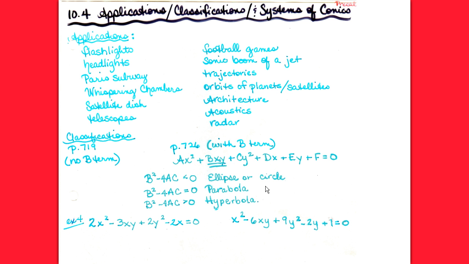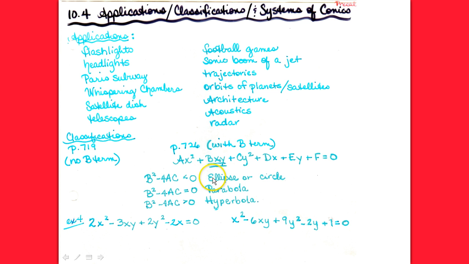There is no thing like, well, if A is equal to C, then it must be a circle. That's not necessarily true. So I literally will just leave my answer ellipse or circle because I don't know which one it is unless I graph it. If I get 0, it is still a parabola. And if I get a positive answer, then it's going to be a hyperbola.